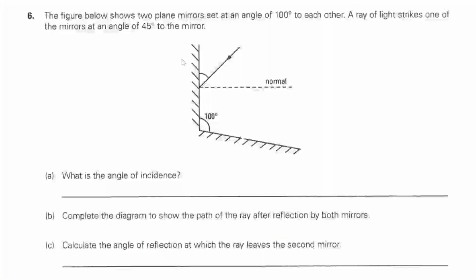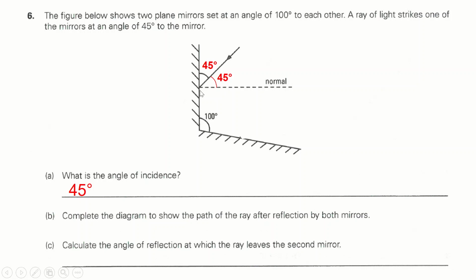Okay, all right, 6. What you see here is two plane mirrors at an angle of 100 degrees to each other. If a ray of light strikes it at 45 degrees to the mirror, you've got to be very careful here. They say 45 degrees to the mirror. That means this is my 45 degrees, right? So if this is my 45 degrees here, what can you see if I were to draw a normal here? Yes, because this is 90 degrees, this one here will be 45 as well, okay? So the first question was the angle of incidence. This will be 45 degrees, right?